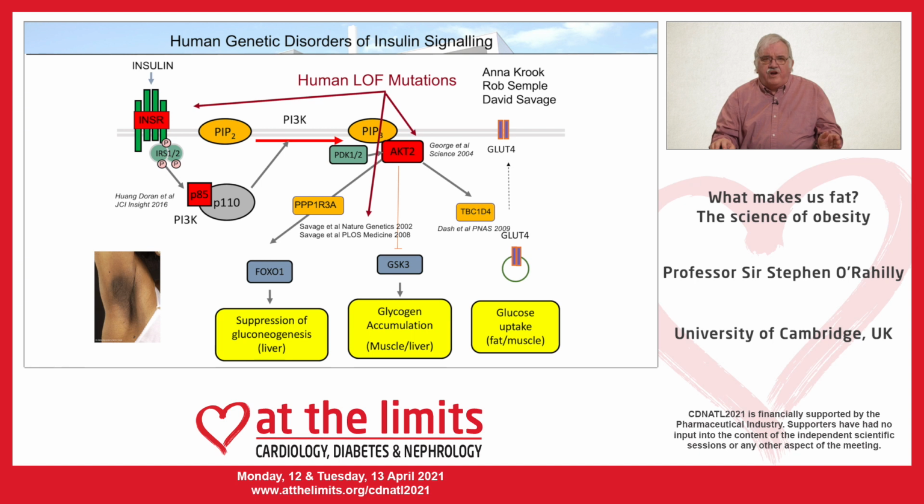I started my own work on insulin resistance many years ago, trying to see what we could learn from studying rare humans who were very insulin resistant. And with my colleagues Anna Crook and Rob Semple and David Savage, we discovered many people who had defects in the insulin signaling pathway, resulting in severe insulin resistance.